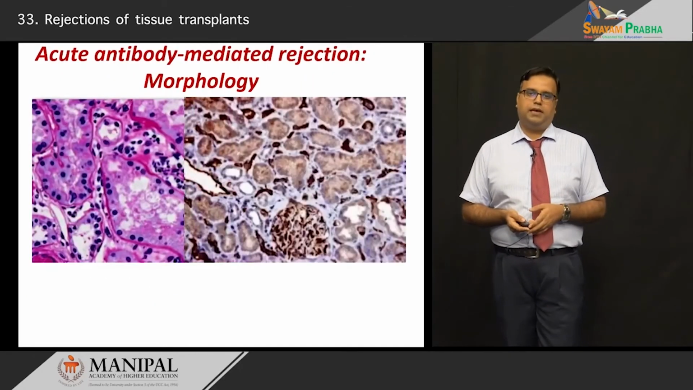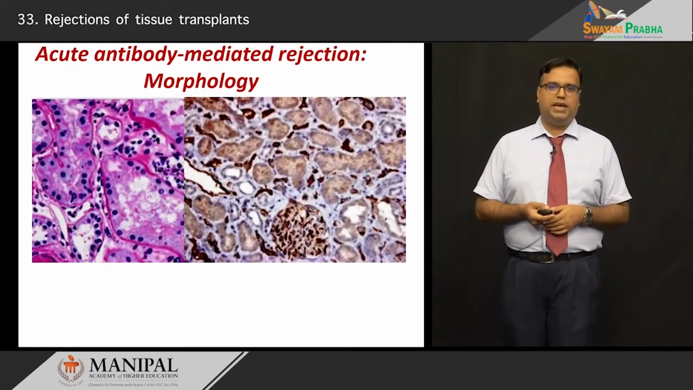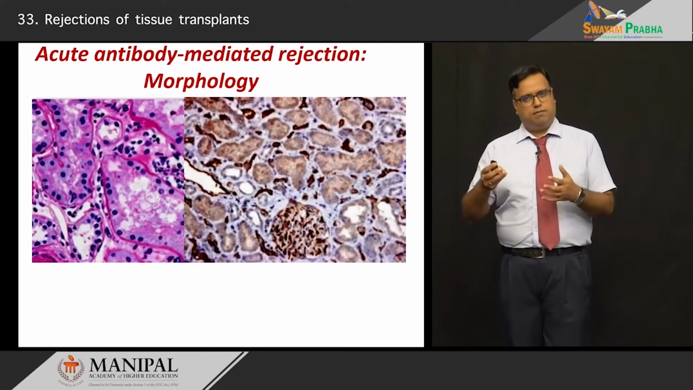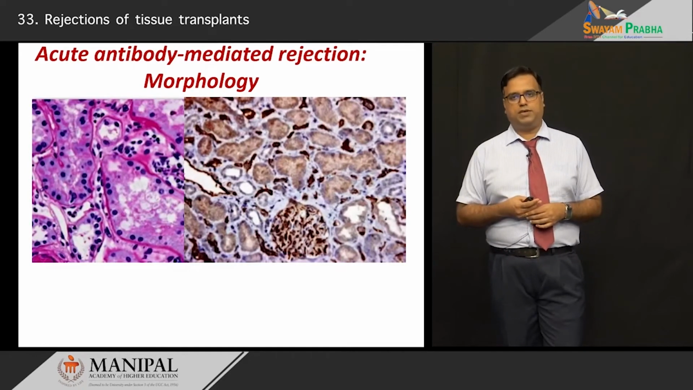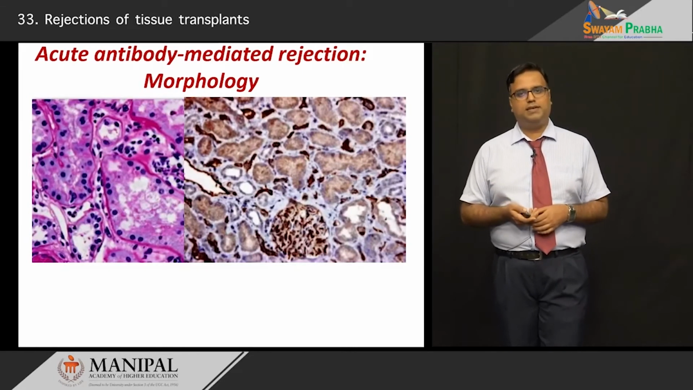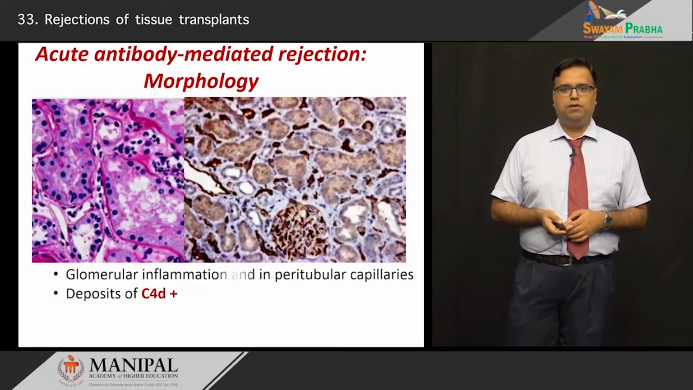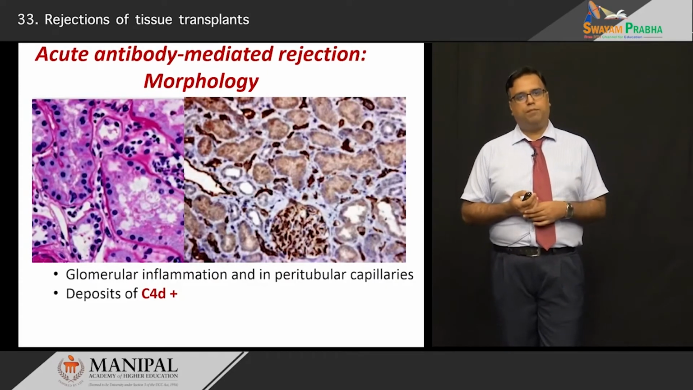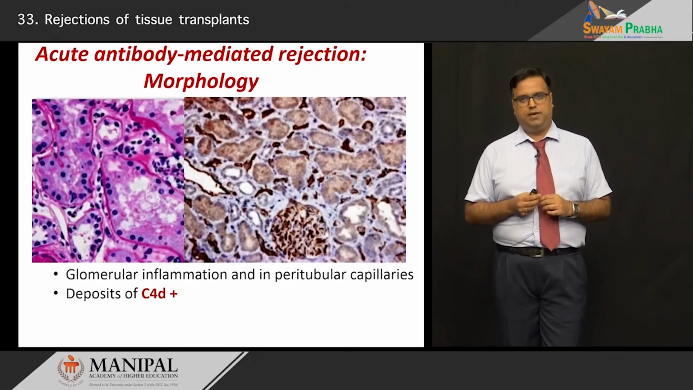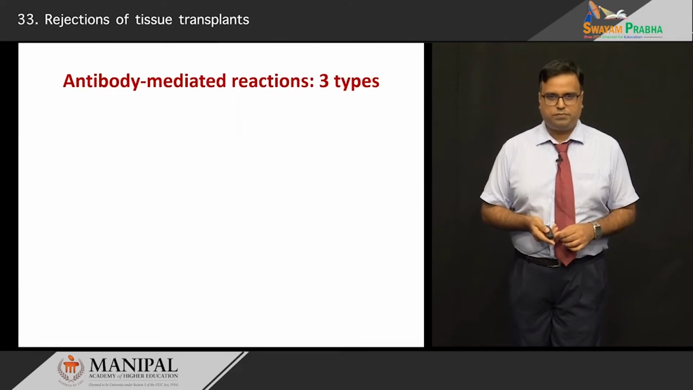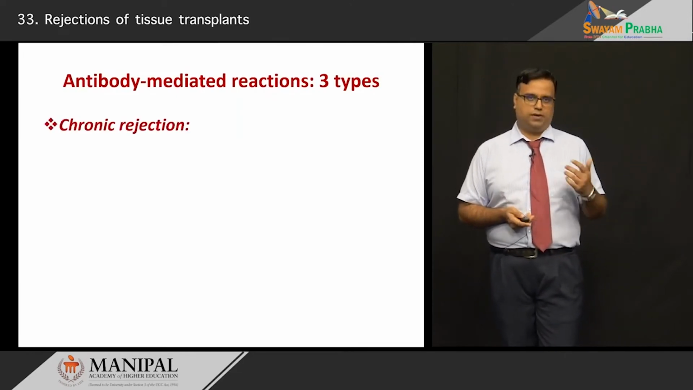This is how it looks. You can see on the left of your screen a PAS stained image. Again, there you can see tubulitis and inflammation. On the right of the screen, which is a little brown, is an immunohistochemistry. You can see that within the glomerulus there are cells which are usually CD4 mediated ones. So, deposits of C4d, the complement component, are a very important facet here to identify that it's an antibody-mediated damage.